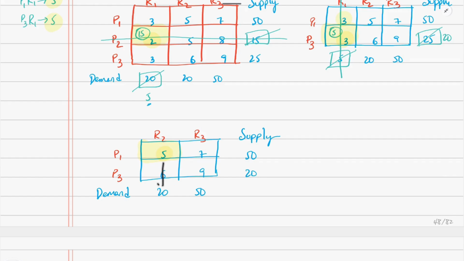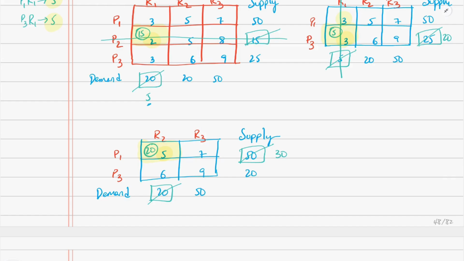So we will see the corresponding demand and supply. So it is 20 and 50. What is the minimum of supply and demand? It is 20. So we will allocate the 20 from P1 to R2. Now let's see. The demand of R2 is completely satisfied. 20 units are sent to him by P1. Because P1 sent him 20 units, we are going to reduce it. 50 minus 20 is going to be 30.